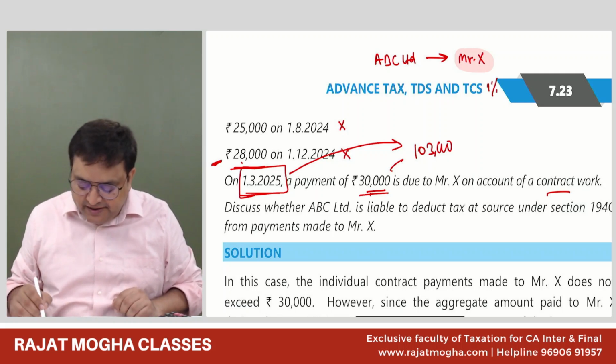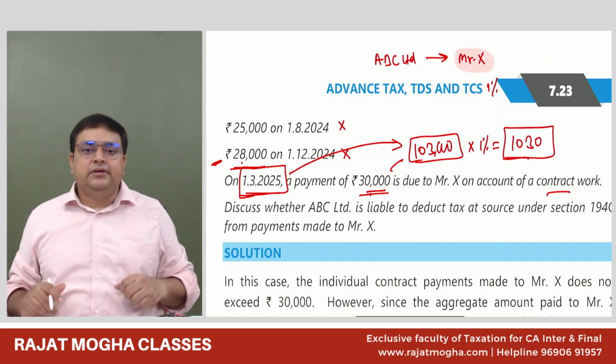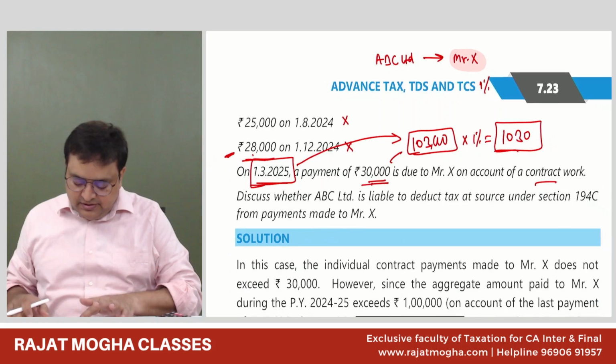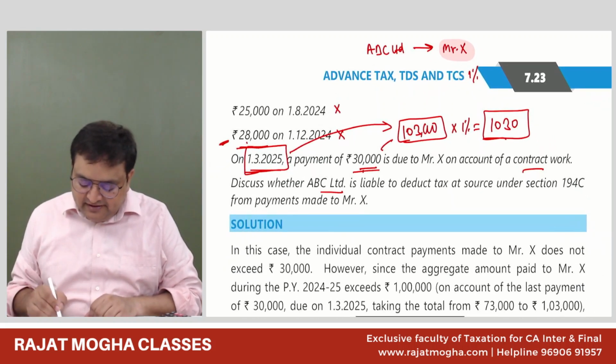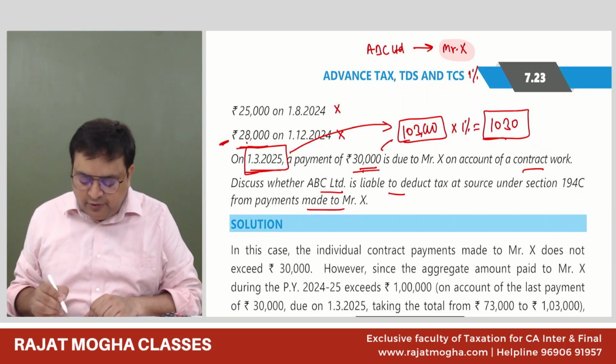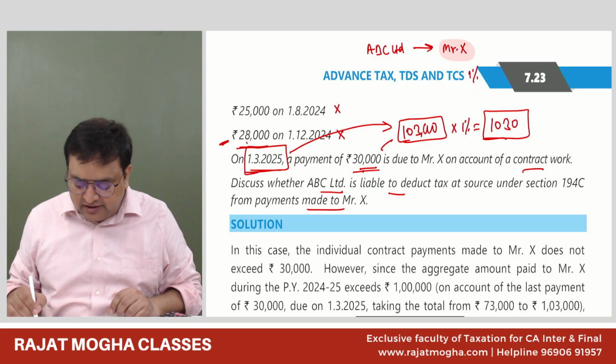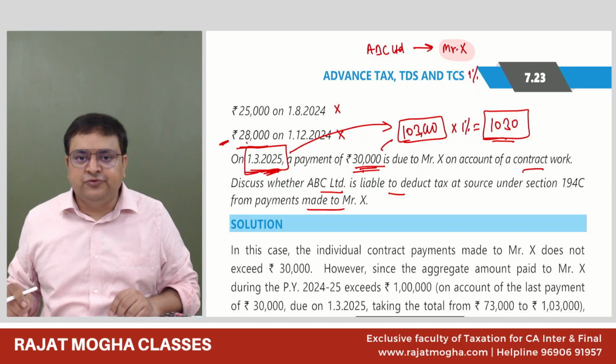And how much would it be? On 1,03,000 into 1%, correct, 1,030. 1,030 would be the TDS amount. So the question: discuss whether ABC Limited is liable to deduct tax at source under 194C from the payment made to X. The answer is yes. We are supposed to deduct the TDS of 1,030 from the last payment. So on 1st March 2025, we are supposed to deduct the TDS.